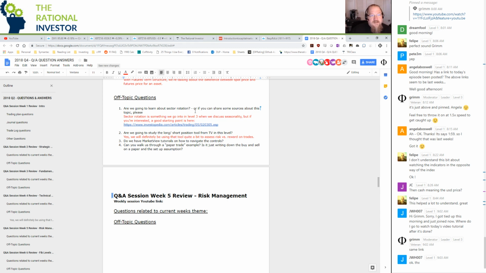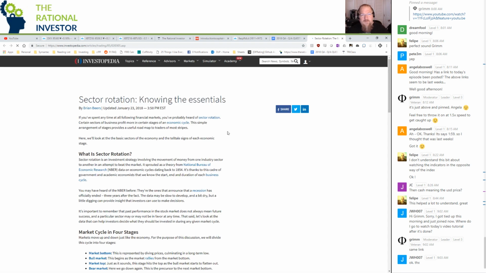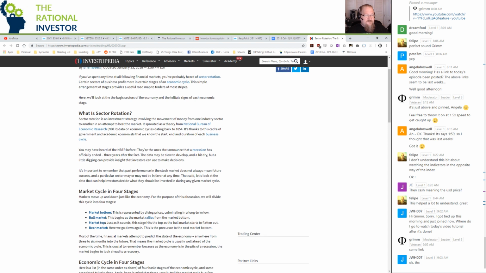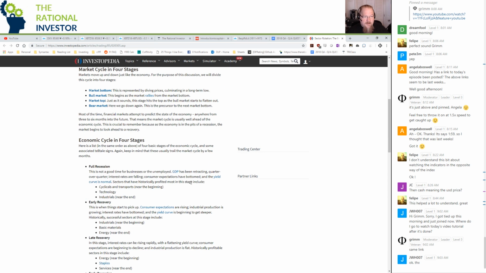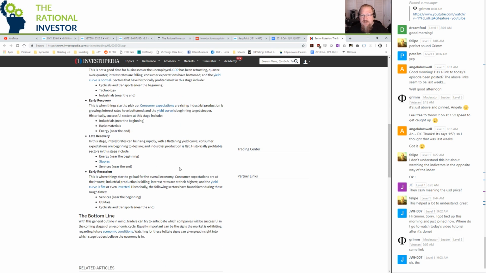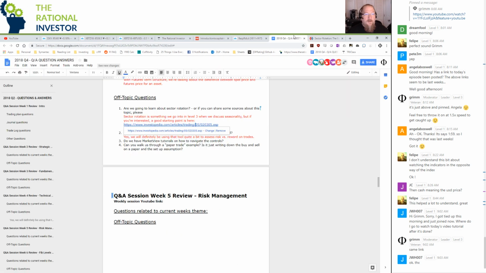Are we going to learn about sector rotation? We don't learn about sector rotation in level 1. We do discuss it in level 3 when at the same time we discuss seasonality. But if you want to get a jump on that, this Investopedia has a pretty good article with links that talk about sector rotation. Okay, so I put that link in there for you.